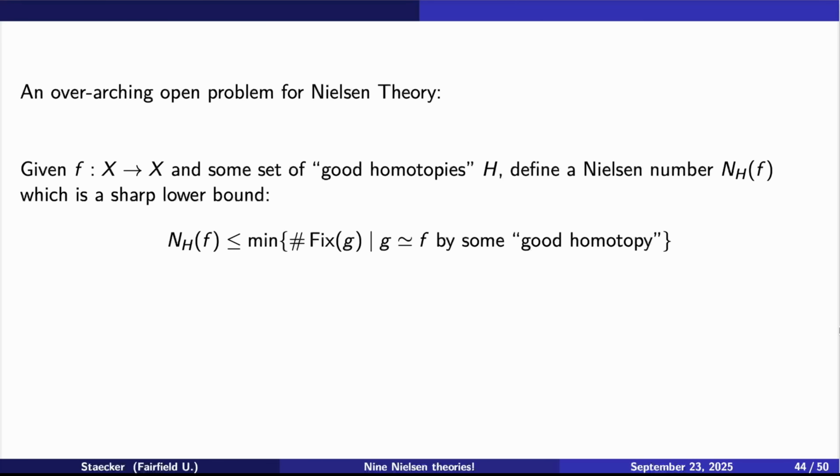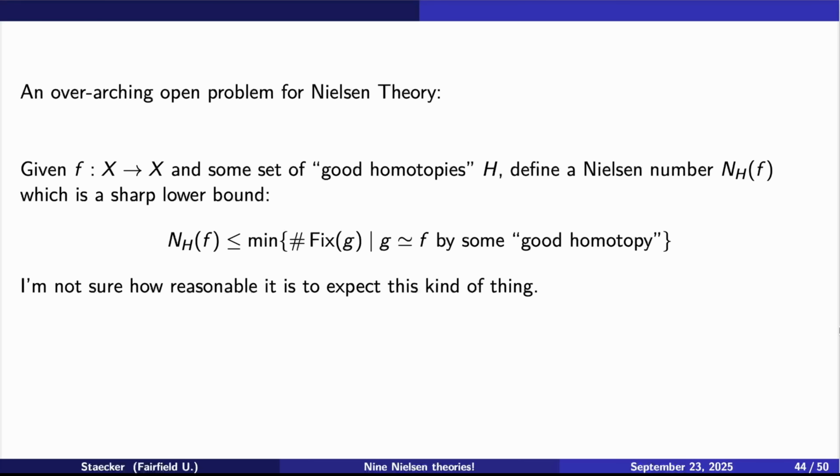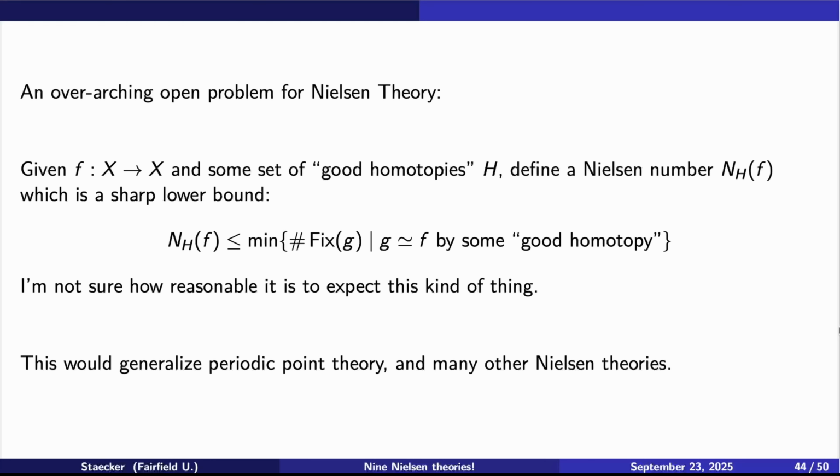It's something like if you have a function f and some set of good homotopies that you want to talk about, you don't want to allow all homotopies but only certain ones, can you define a Nielsen number with this H which allows only those good homotopies and not the other ones? All right, I think probably this is impossible in general, but anyway, this is not well understood at all at this point. I'm not sure how reasonable it is to expect this kind of thing. All right, but anyway, this would allow you to generalize periodic point theory and also many other types of Nielsen theory, which I'm about to talk about, the last two, I think.